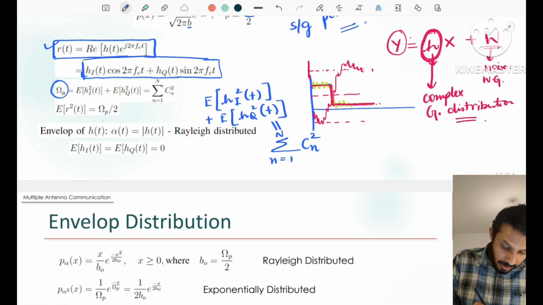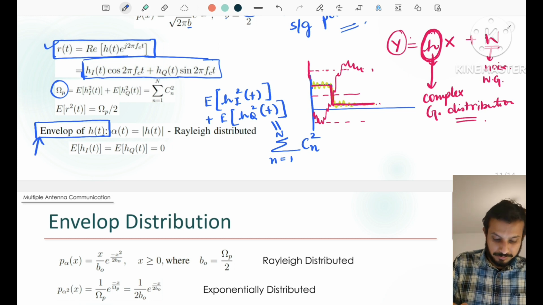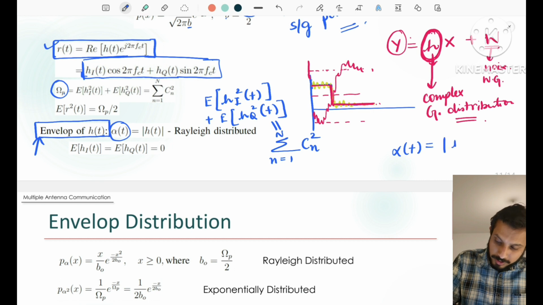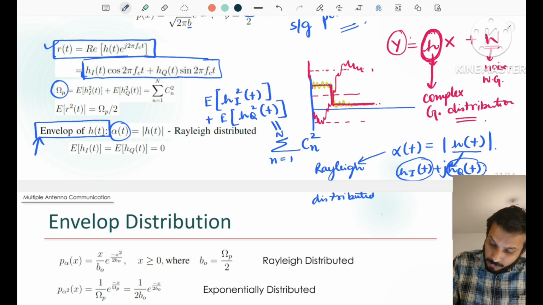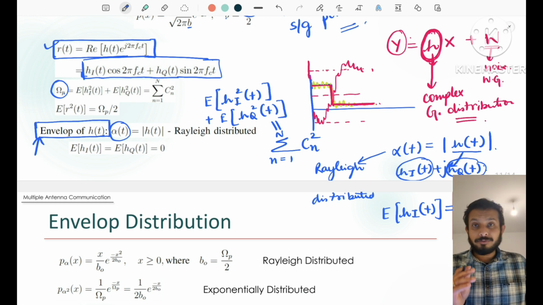Now the envelope of h of t, because we wanted to know the level of the signal, so we are interested in the envelope of h of t. It is denoted by alpha of t. So alpha of t is equal to mod of h of t, and h of t is hi of t plus j hq of t, where this is Gaussian distributed, this is also Gaussian distributed, and alpha t is Rayleigh distributed, provided the expected value of hi of t is equal to the expected value of hq of t is equal to 0. So this is why this envelope is important.